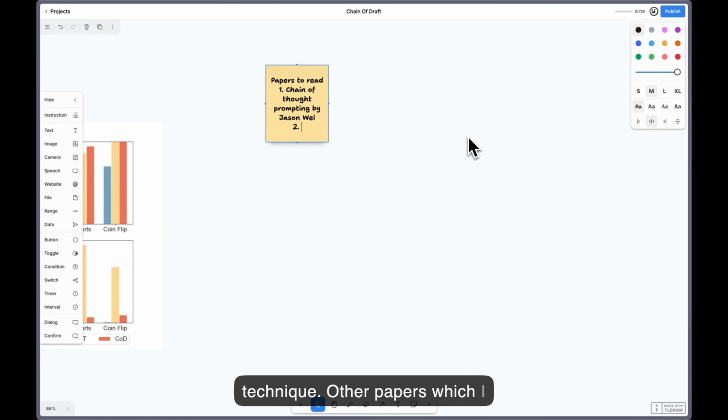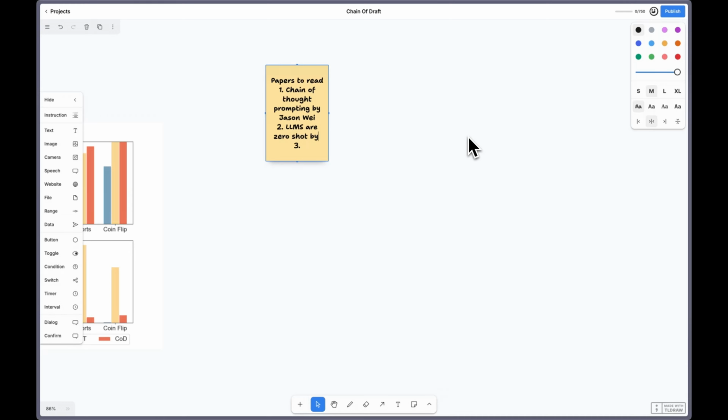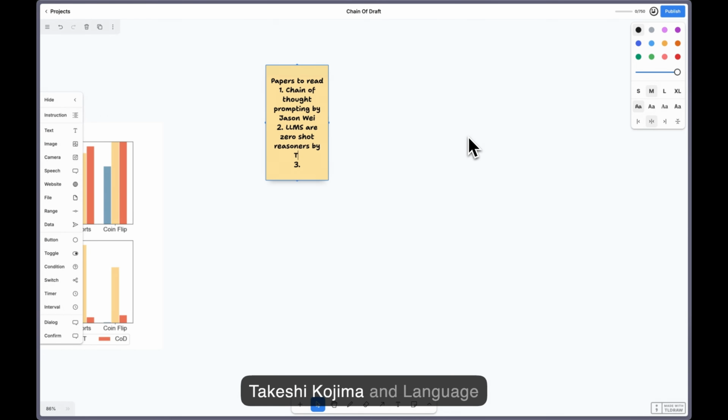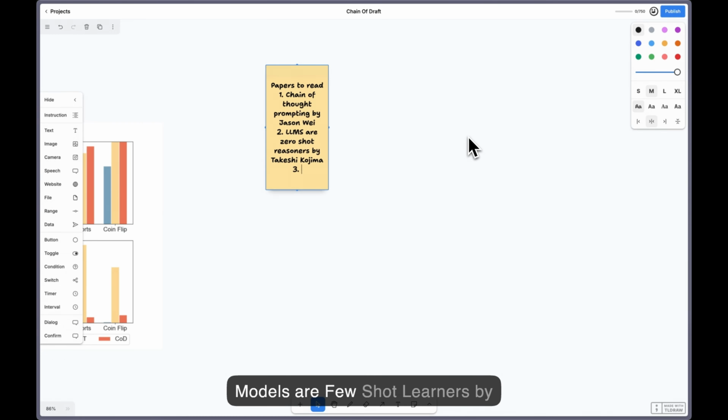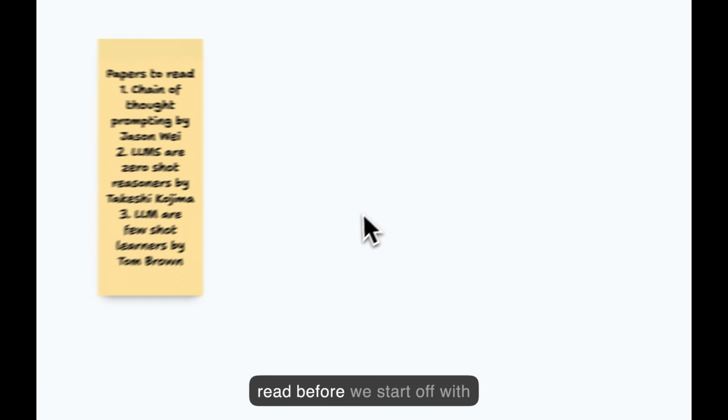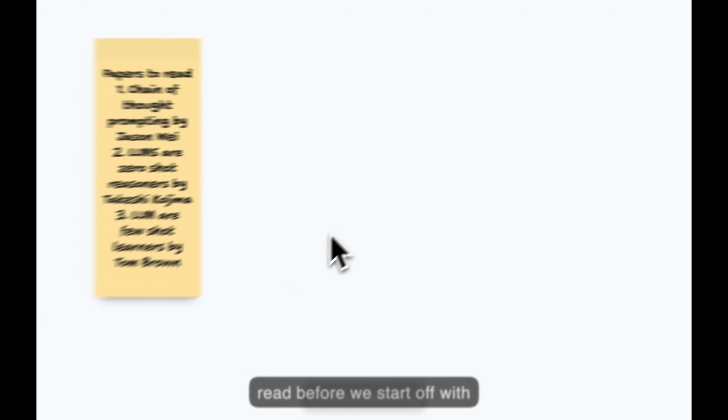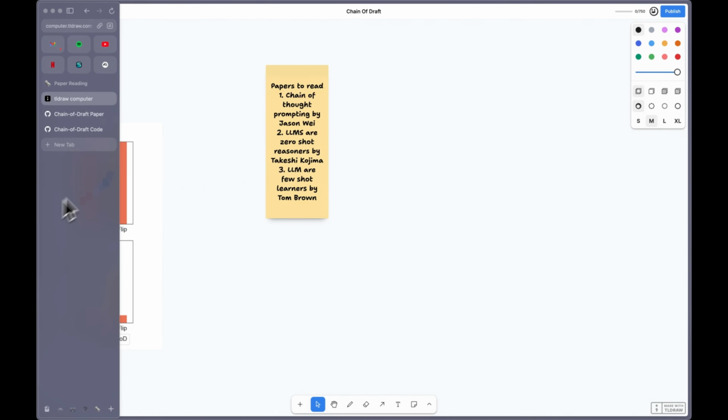There are two other papers which I feel you should read. First is Large Language Models are Zero-Shot Reasoners by Takeshi Kojima, and Language Models are Few-Shot Learners by Tom Brown. So these are the papers which I feel you should read before we start off with understanding this paper.